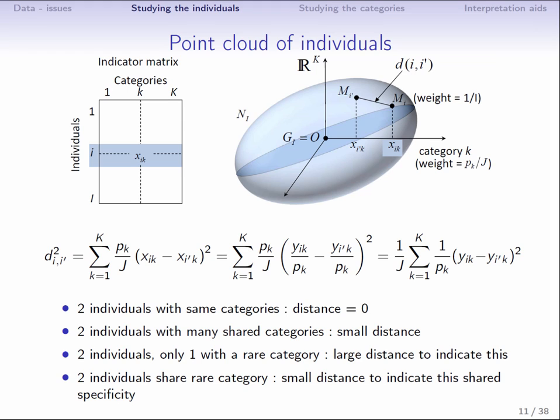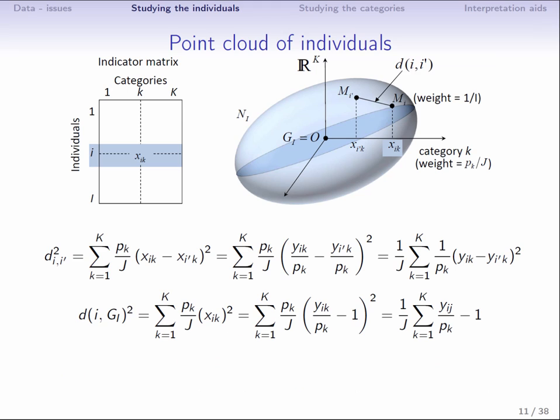Now, a few remarks on the choice of this distance measure. If two individuals are in the same set of categories and thus have exactly the same profile, the distance between them is 0. If two individuals share many categories, the distance between them will be small. If two individuals share many categories, except one, a rare one, which one of them is in, then the distance between them will be relatively large due to the p_k, which will be small for one of them. If two individuals share a rare category, the distance between them will be relatively small due to this rare shared similarity.